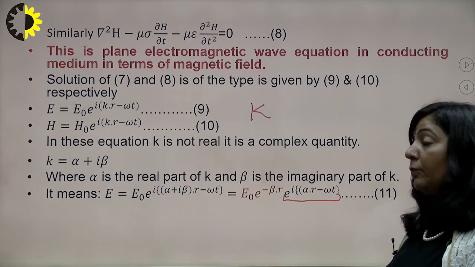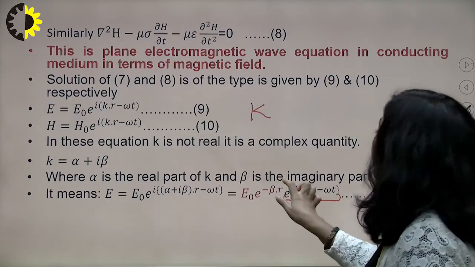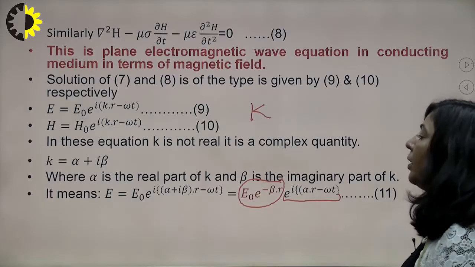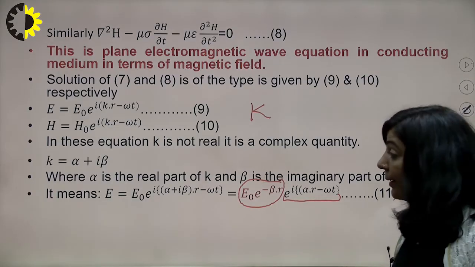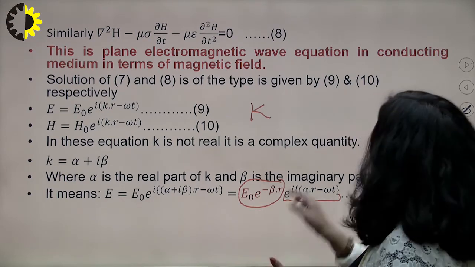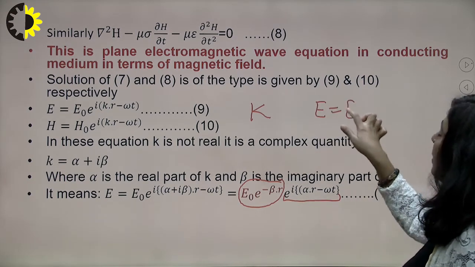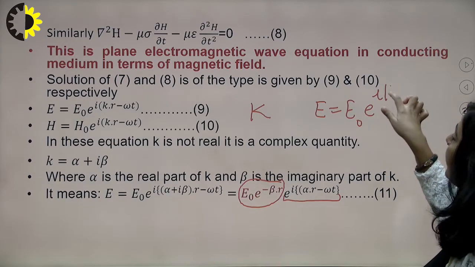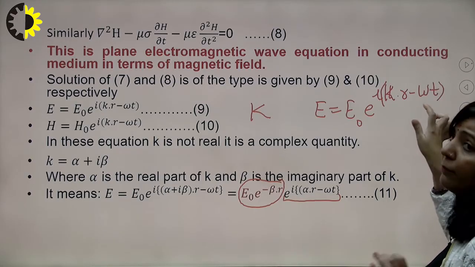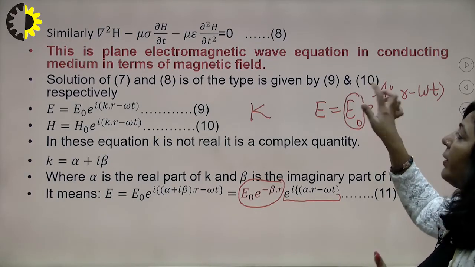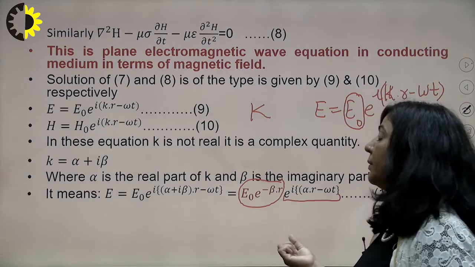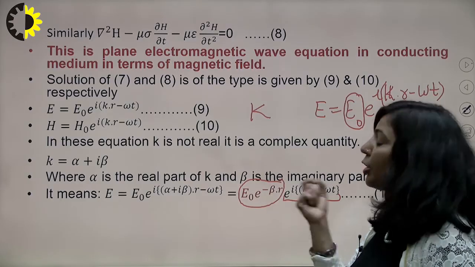So if you will see now, the term which I have highlighted with red color here is basically the amplitude of electric field vector in conducting medium, right? In free space, this electric field is only E naught e raised to power i(k dot r minus omega t). This is in free space or in vacuum, and in free space this E naught is always fixed, that is, always constant.